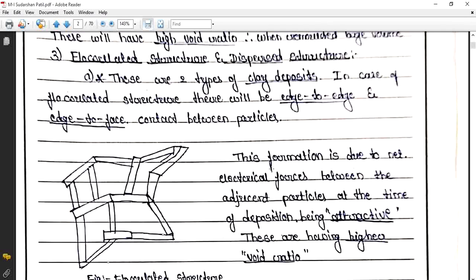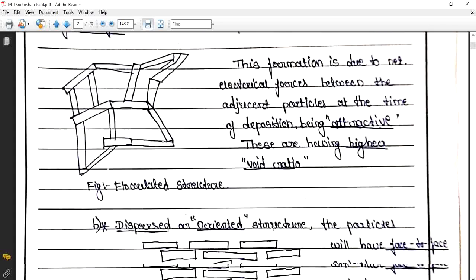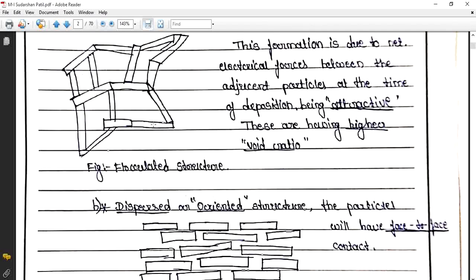This formation is due to net electrical forces between the adjacent particles at the time of deposition. So it is due to the charges. Every particle has some amount of charge, so due to those charges the settlement may occur, and edge to edge and edge to face contact may occur. At the time of deposition they are attracted by electrical forces. These have a high void ratio, so there is a high void ratio in flocculated structures also.